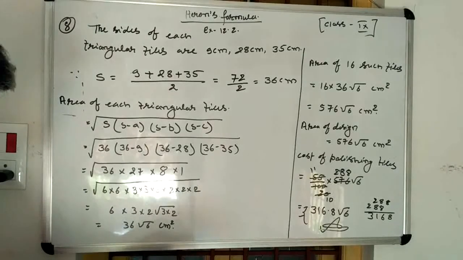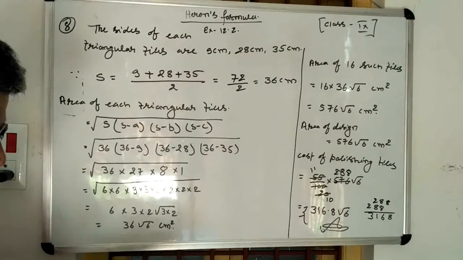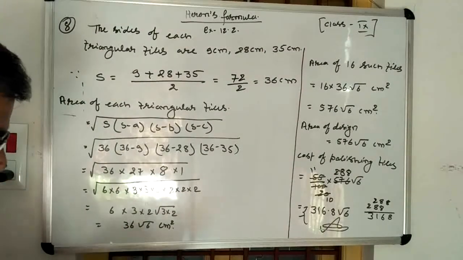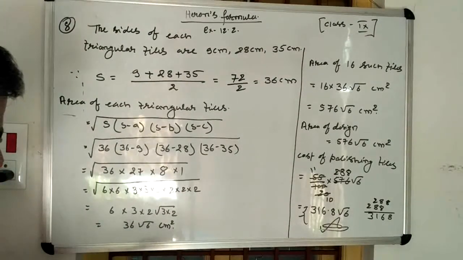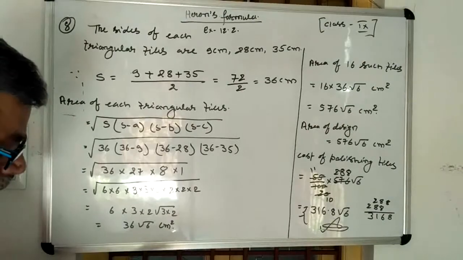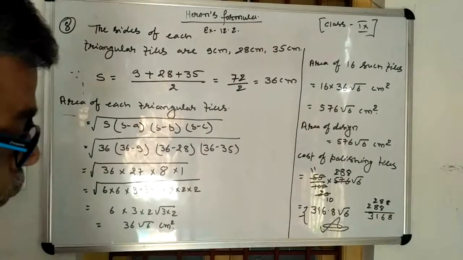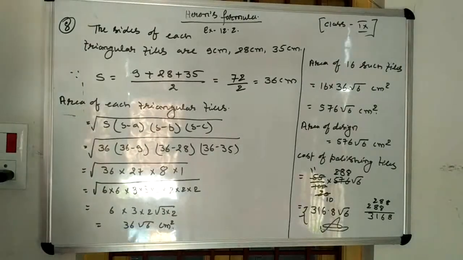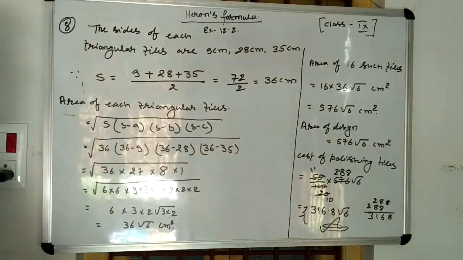12.2. The question is question number 8, 12.2 question number 8. Okay, 705.60. Now you need to write the value of root 6 also.